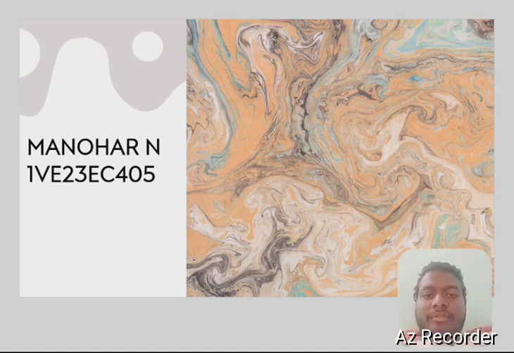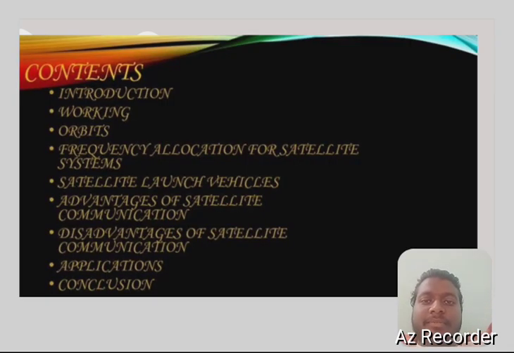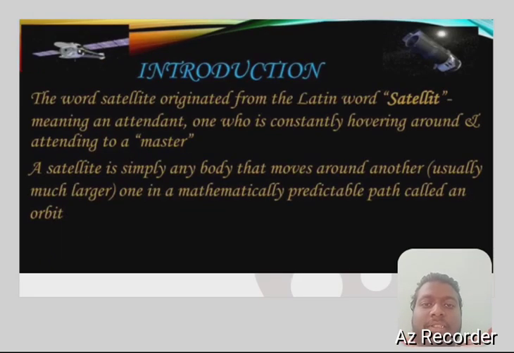Today we are going to discuss satellite optical communication. Let us see the contents: introduction, working, orbits and frequency allocation for the satellite system, advantages of satellite communication, disadvantages of satellite communication, applications and conclusion. Let's start with the introduction.